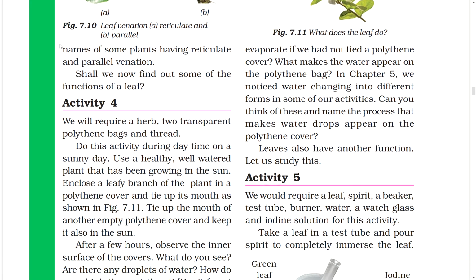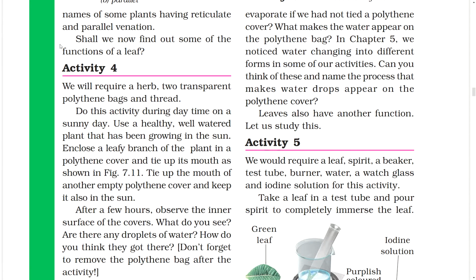Activity 4. We will require transparent polythene bags and thread. Do this activity during daytime on a sunny day. Use a healthy, well-watered plant that has been growing in the sun. Enclose a leafy branch of the plant in a polythene cover and tie up its mouth as shown in the figure. Tie up the mouth of another empty polythene cover and keep it also in the sun.